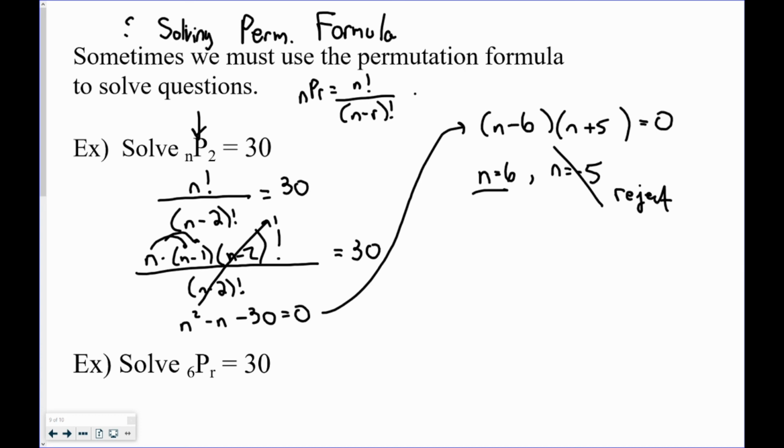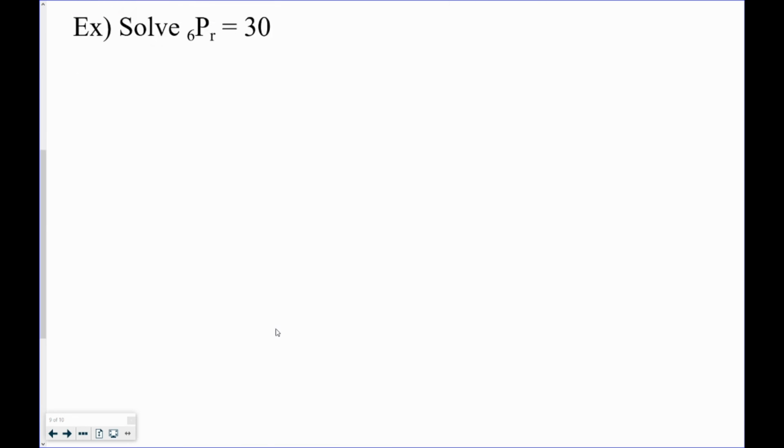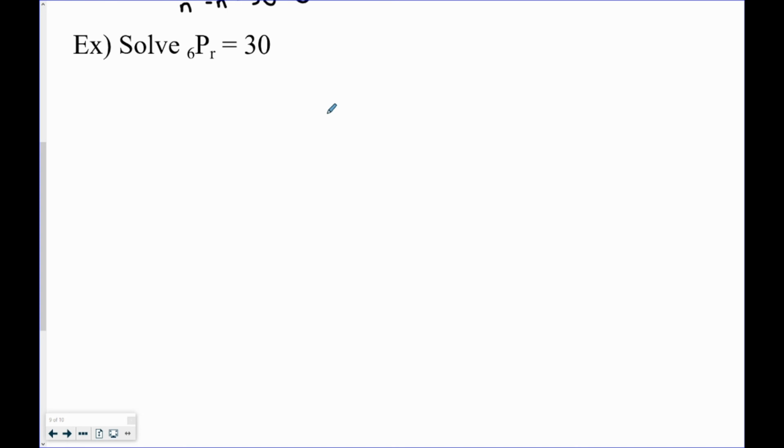Okay. So last but not least is the slightly trickier question that they generally don't put on the exam. So this last one. If you had to solve for the other variable, it would just be harder, as we'll see in a moment. So again, replace the 6Pr with the formula. So it's 6 factorial divided by 6 minus r factorial. And that equals 30. So now the tricky part is dealing with this, because you'll never get it to cancel with the 6 factorial or anything like that.